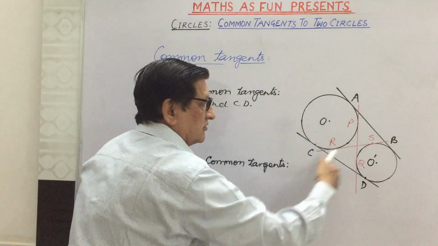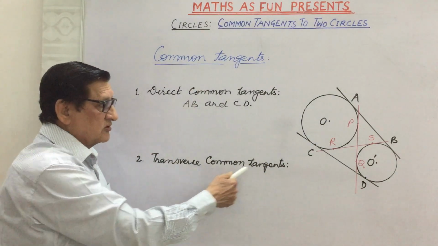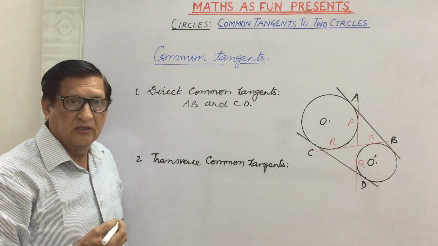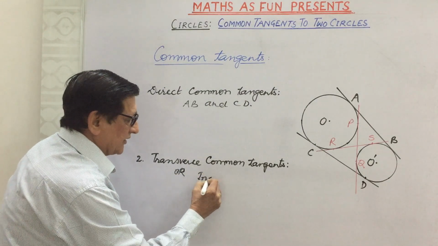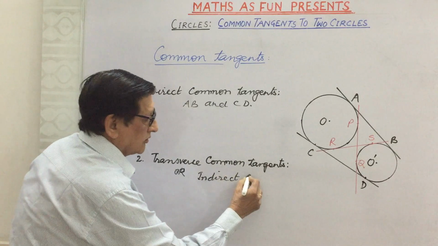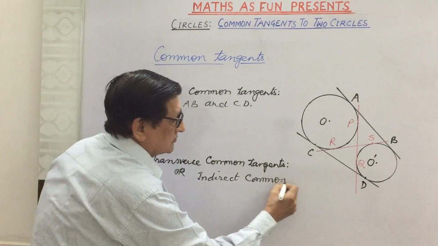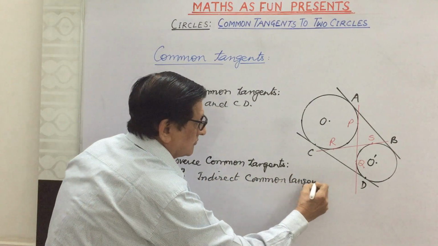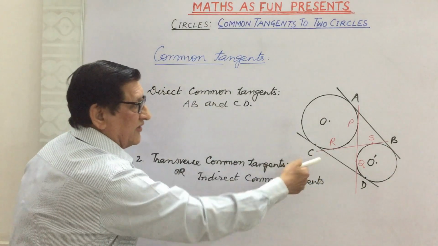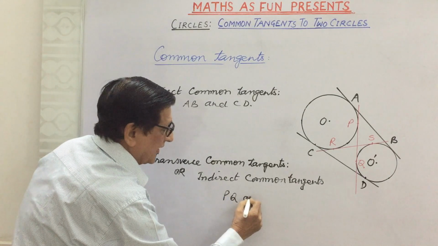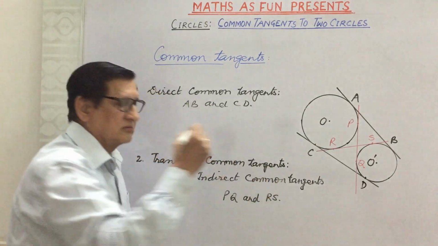What are these known as? These are known as transverse common tangents. Sometimes we also call them indirect common tangents. Like here we are having PQ and RS.